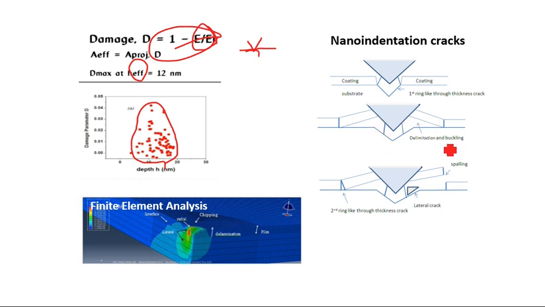First of all, there is a delamination of the coating, and there is formation of delamination, and then there is lateral crack as well as different types of cracks.